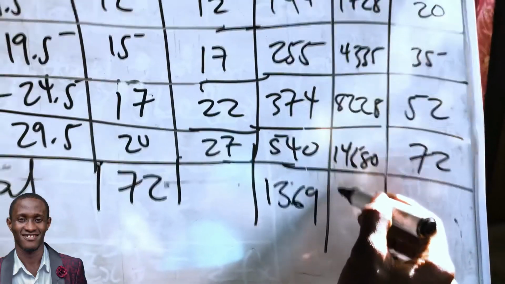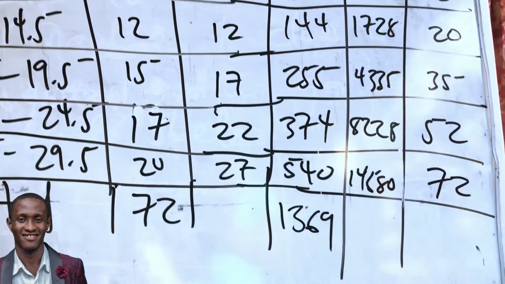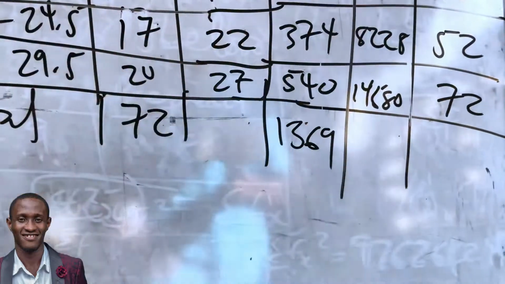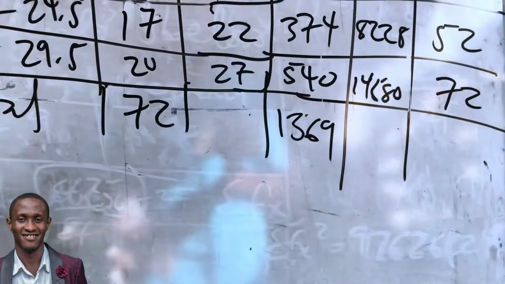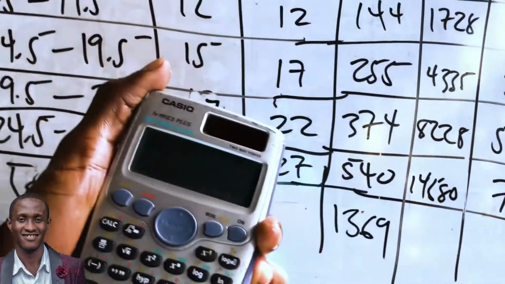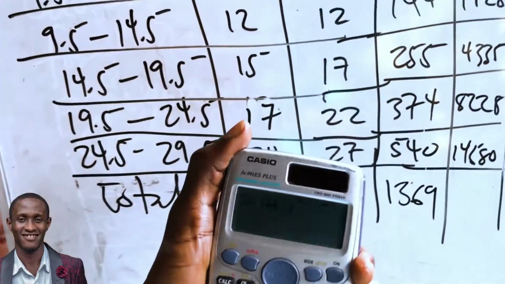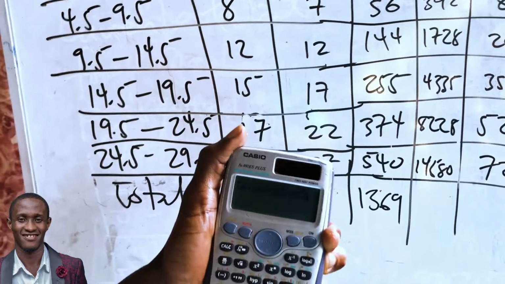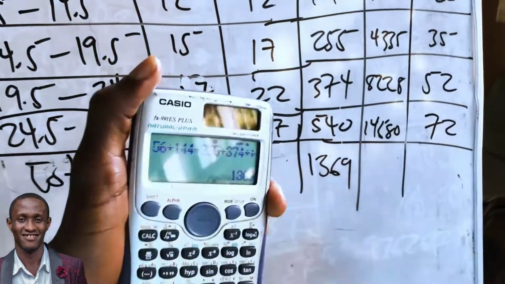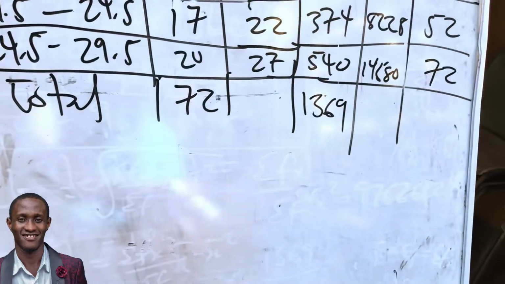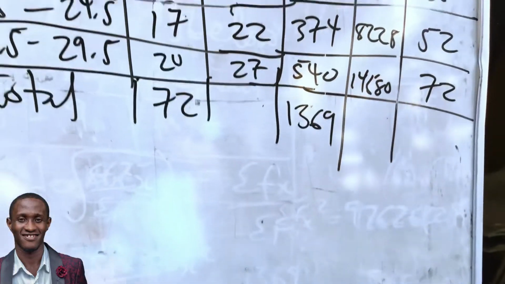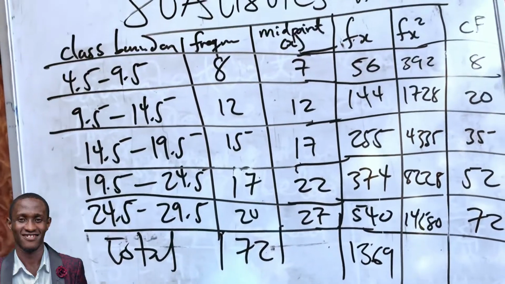9762 something. Okay, so you just add them. You see that your answers will be the same. For example, let's try and add two. If you get this, 56 plus 144 plus 255 plus 374 plus 1540. So that's the answer that we got when we used that trick. So the same thing. So by the calculator we've solved everything actually. The rest is just trying to show working.